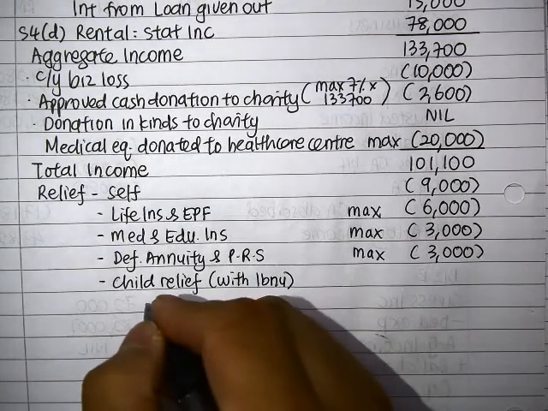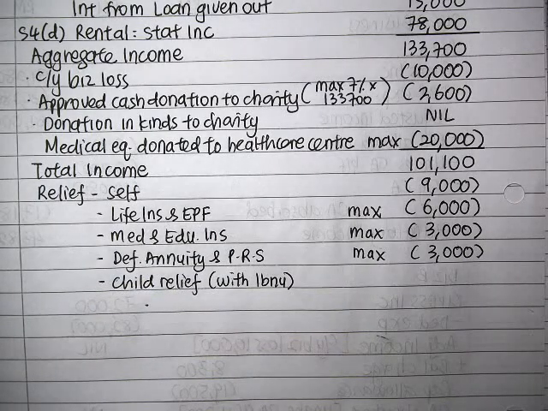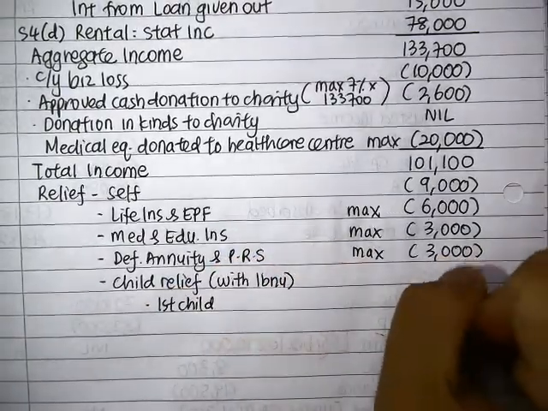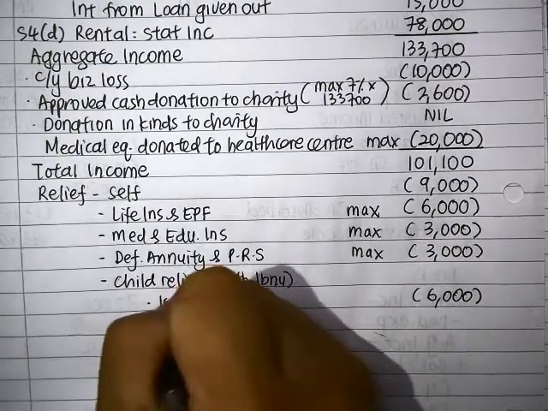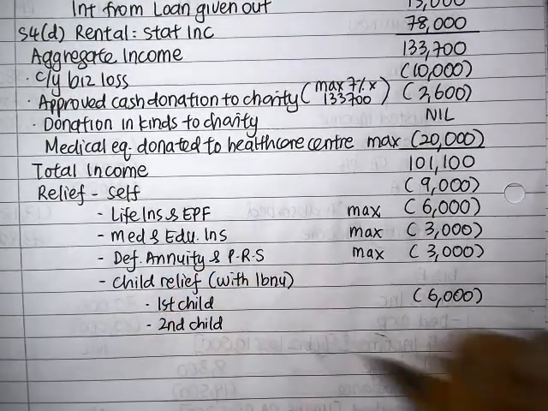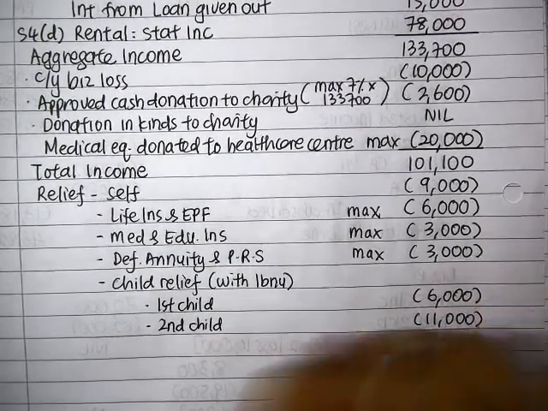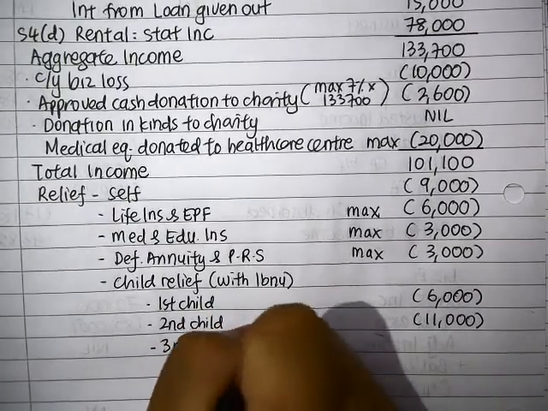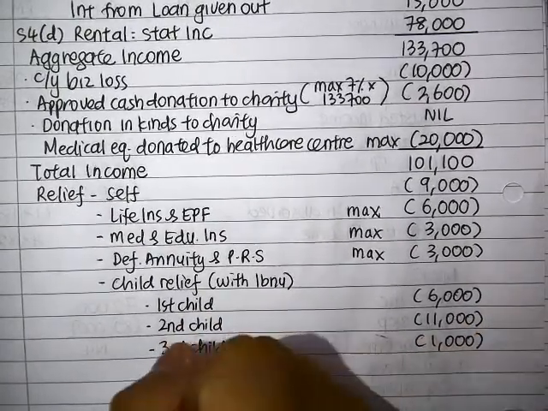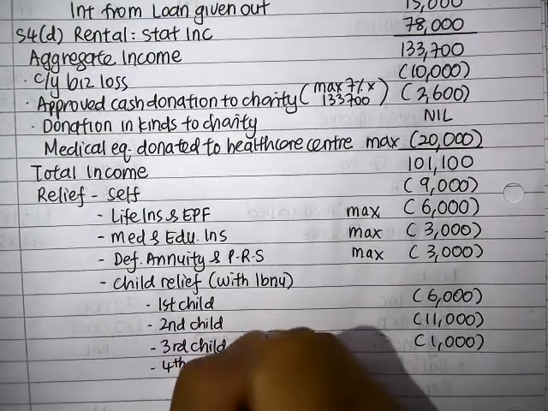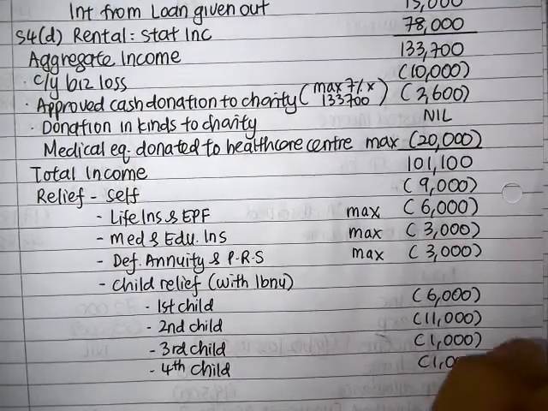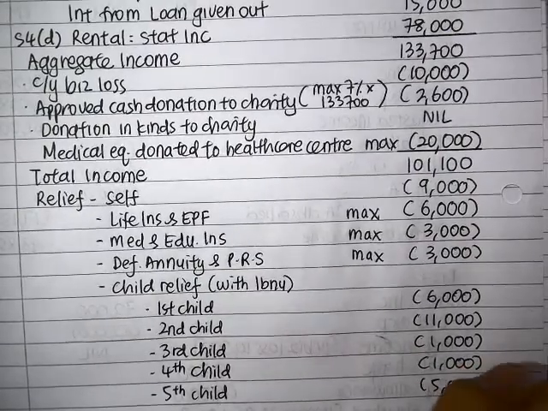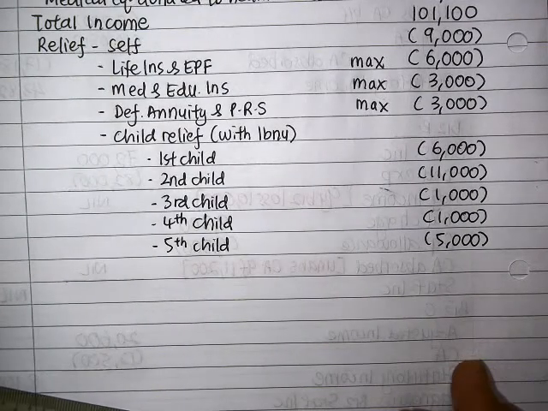So in this case, they mentioned by year. So I follow the year or I follow the sequence. So the first child is 6,000. Okay, the second child is 11. The third child is 1. The fourth child is 1. The fifth child is 5. Okay, so Ibrahim had 5 children.